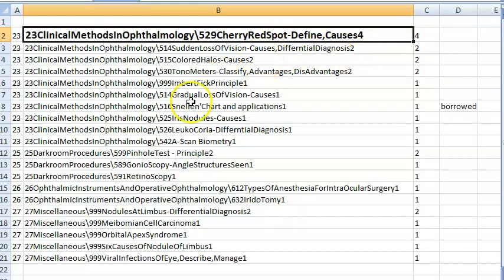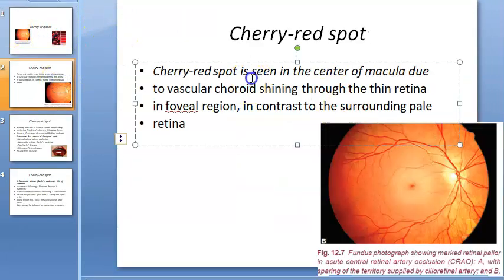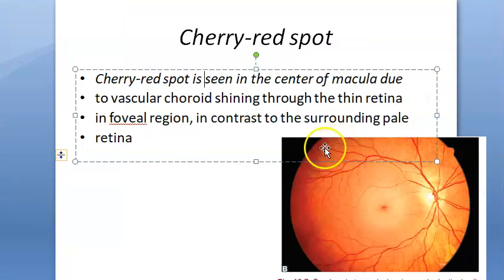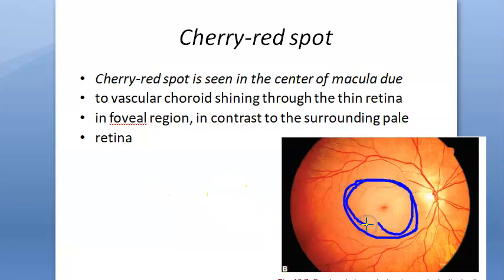Hello people, let us continue with the important questions. Now cherry red spot. Now where and all do you see cherry red spot? Let's look at that. Cherry red spot. It is seen in the center of the macula due to vascular choroid shining through the thin retina. So retina is thin, so from inside the choroid, the red color is shining. Vascular choroid is shining through the thin retina in the foveal region, in the center of the macula.